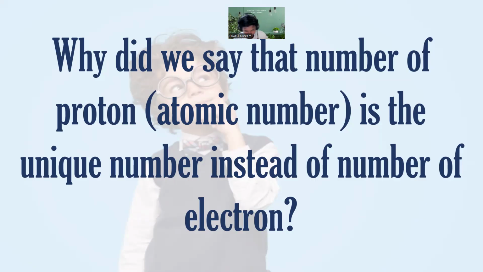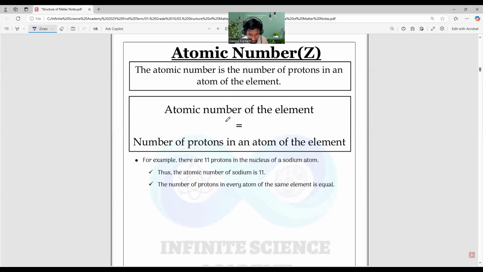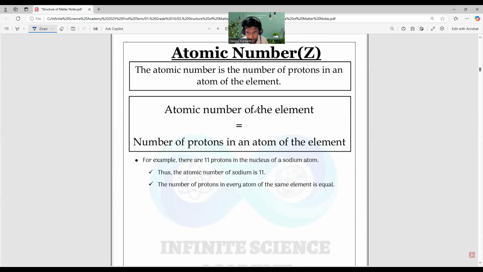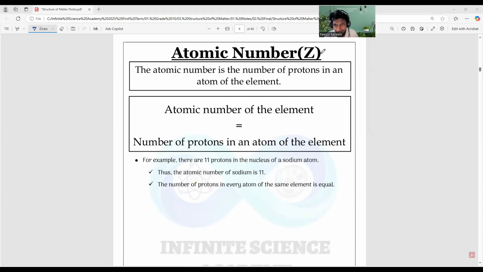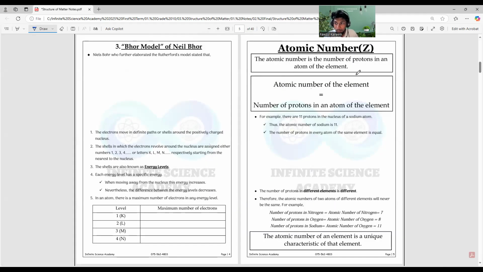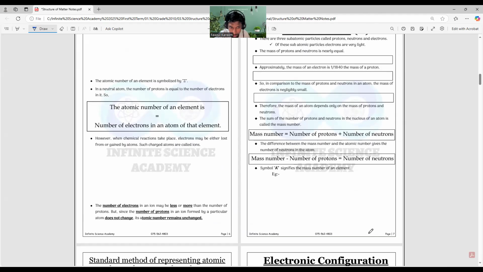Okay, before concluding the class, just read the notes. Here, atomic number. You can read the notes. Wait a minute. The value of the electrons will change. Okay, very good. Yes, the value of the electrons will change. That is the answer. But I will explain how the number of electrons changes in my next class. So read the notes on page number 5 and after that page number 6.